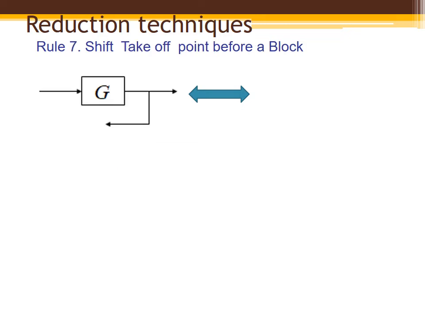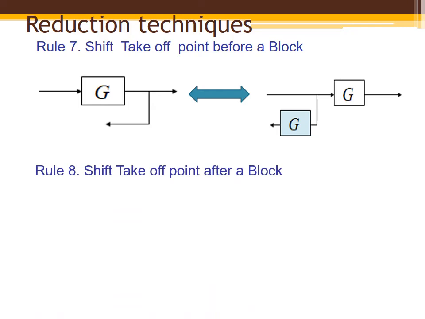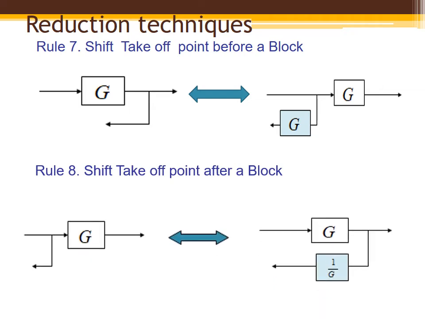Rule 7. Takeoff point before a block. Here G is the gain and this is the takeoff point. We can move the takeoff point before a block by adding one more gain block. Similarly, we can shift the takeoff point after a block. For that, we have to add a gain of 1 by G. Both cases give the same output.